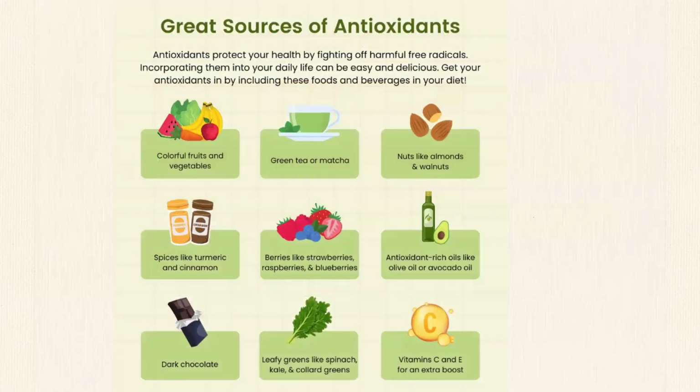This slide is again showing the sources of antioxidants, and we have citrus fruits and vegetables, green tea, nuts like almonds and walnuts, spices like turmeric and cinnamon, also containing antioxidants, then berries like strawberries, raspberries, and blueberries. Antioxidants are also richly available in olive oil and avocado oil. Dark chocolate also contains a high amount of antioxidants. Then leafy green vegetables like spinach, and vitamin C and E supplements for an extra boost.